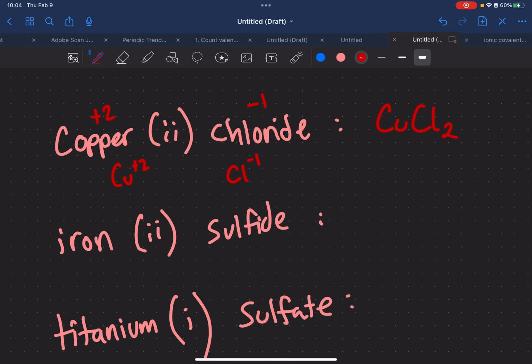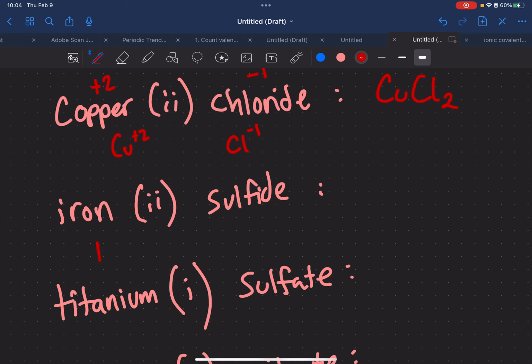Our next one, iron 2 sulfide, that's Fe. It's got a charge of +2, right? Because that's what that's telling us. Our sulfide is just S. That's not sulfate, it's sulfide. That's -1. Oops, -2, sorry. On this one, guys, the charges do balance out right away, so I only need 1 of each. So this goes to FeS, and that's it. That's your formula.